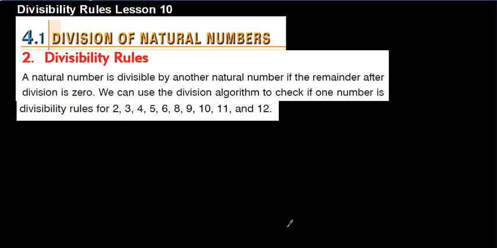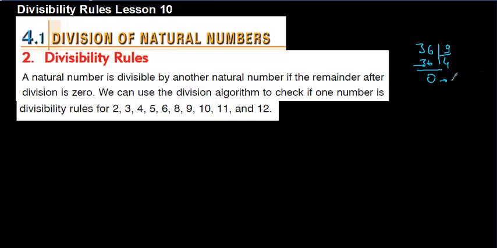In this video we are going to study divisibility rules. A number is divisible by another number if the remainder is 0. Which means when you divide 36 by 9, the result is going to be equal to 4. This is the quotient. 4 times 9 is 36, and the remainder here is going to be equal to 0.